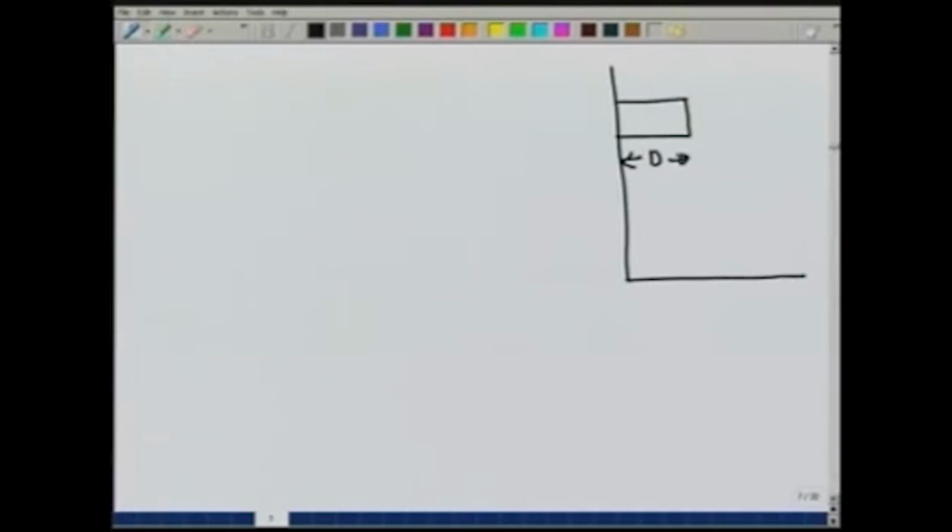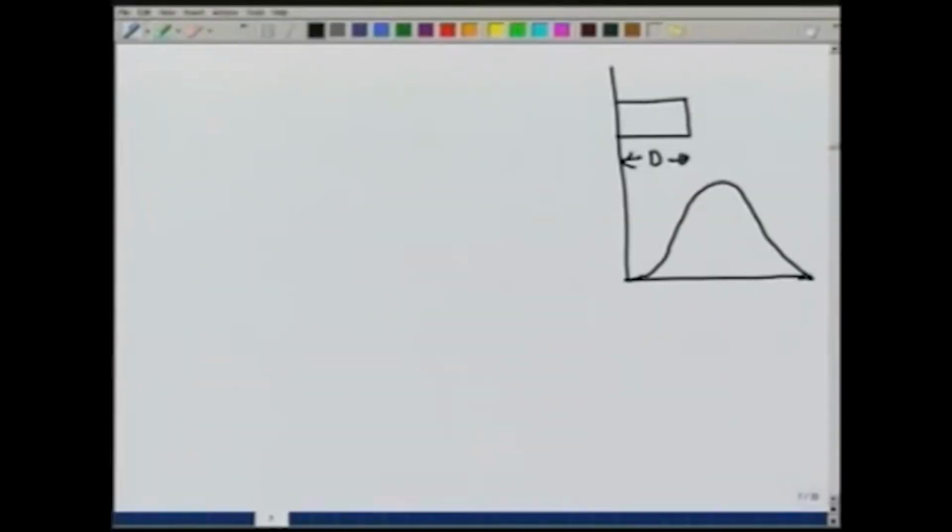The simplest case would be when a storm occurs of the same duration as the one for which we have developed the unit hydrograph. So, suppose this is the ERH of intensity 1 by d and duration d, and this is the unit hydrograph corresponding to duration d. So, we will call it d hour unit hydrograph.